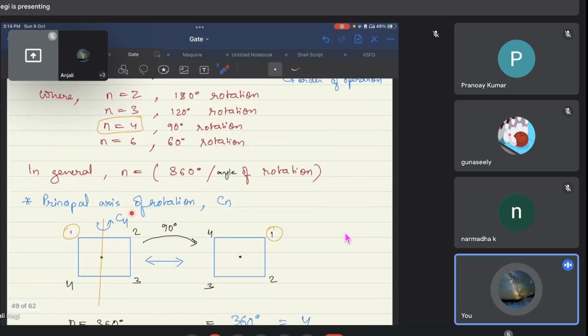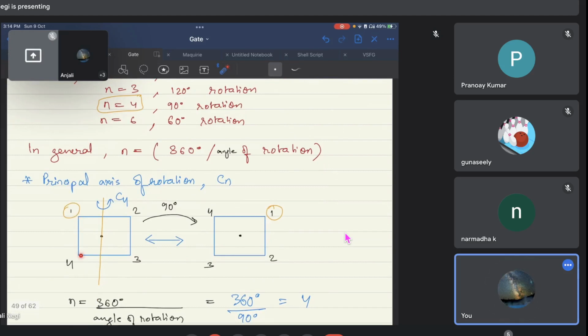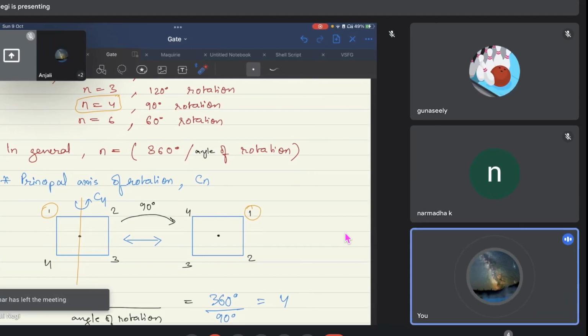So the principal axis of rotation, that is Cn. For example, here is a very simple object, a square. I tagged its corners 1, 2, 3, 4. This particular axis passes through the center of the square, above and below the plane. Just imagine that the square is lying on your table surface or on your sheet, and the axis is above and below, passing through the center.